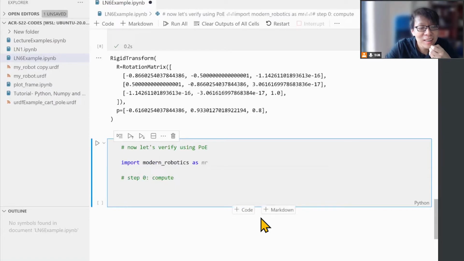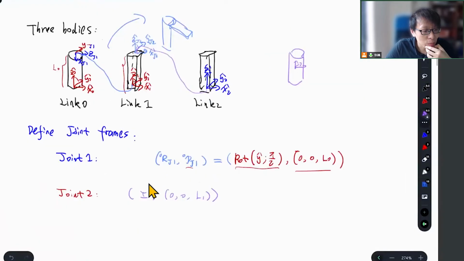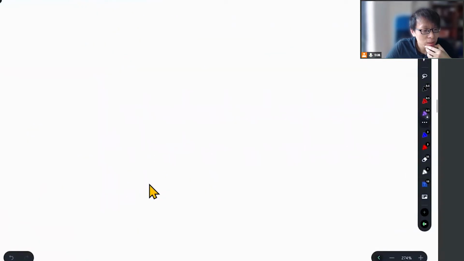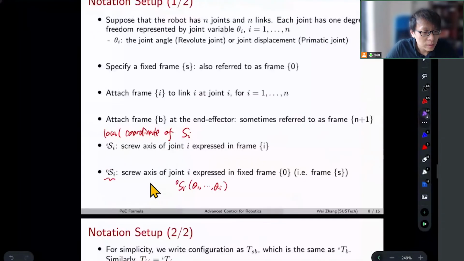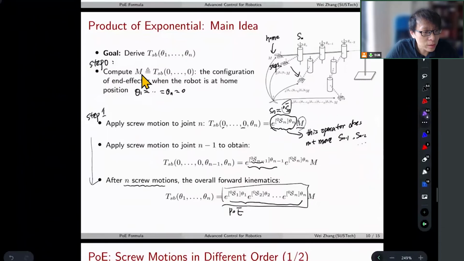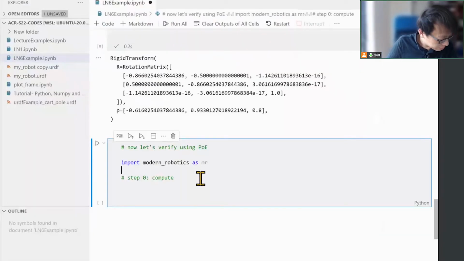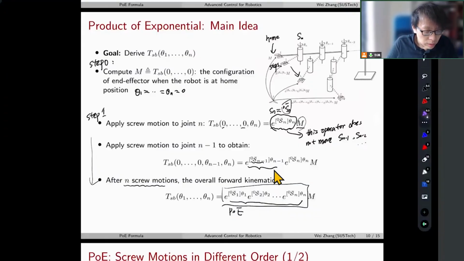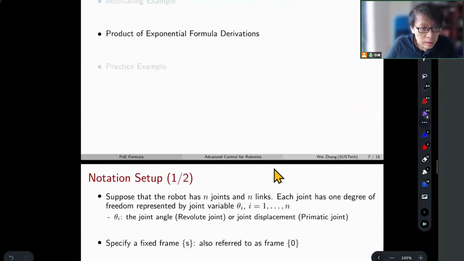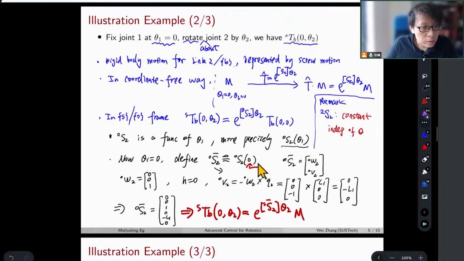What is step 0 to compute our... hold on. Let's look at our derivation before. Step 0, compute M. When all the thetas are 0, you compute the current configuration. So build M. What is M in this case? We already derived it. M is something you need to figure out first.